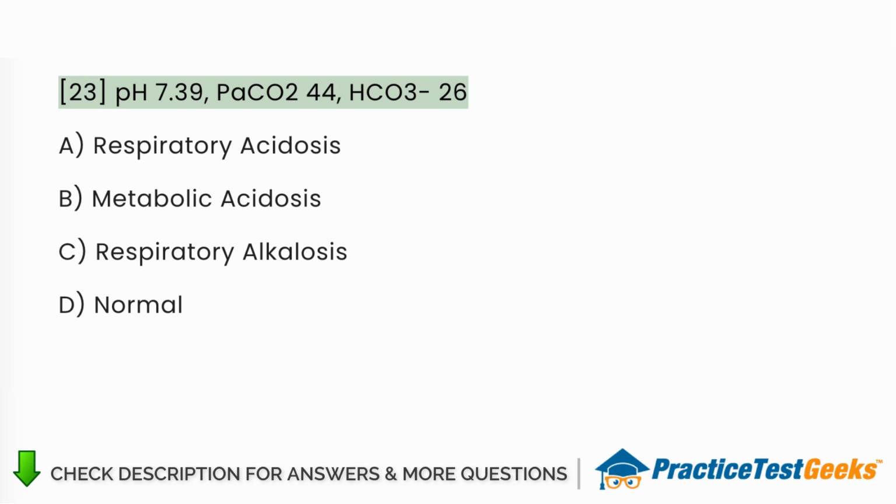pH 7.39, PaCO2 44, HCO3 26. A. Respiratory acidosis. B. Metabolic acidosis. C. Respiratory alkalosis. D. Normal.